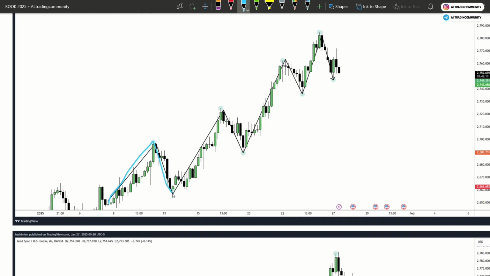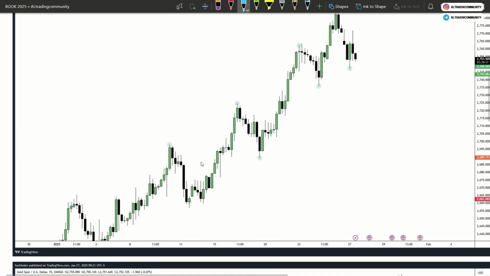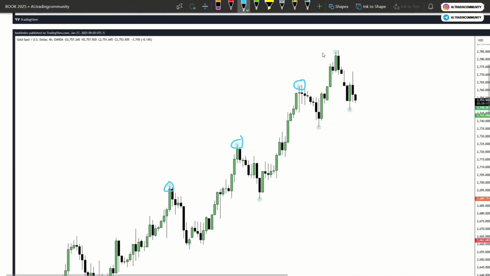Again, the market came back down, protecting this low. The market went up, protecting this low right here. Again, the market went up, protecting this particular low. So this is what the market is doing. It is creating higher high, higher high, higher high.